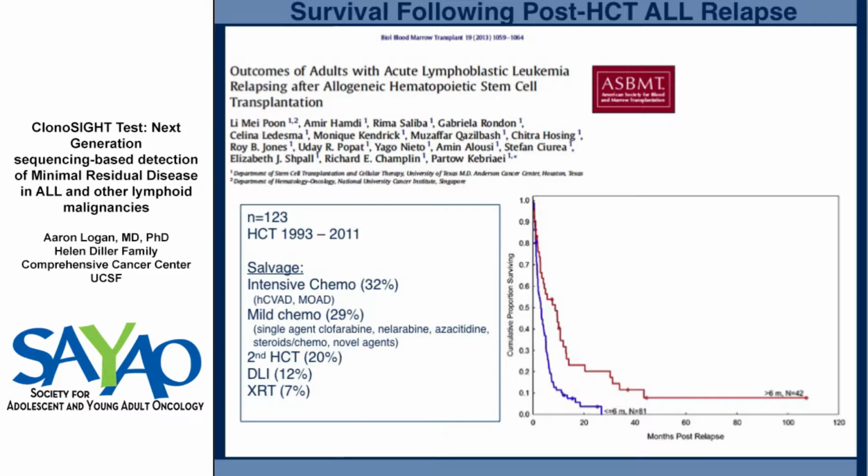And you can see that whether the patients relapse prior to 6 months post-transplant, the blue line, or if they relapse more than 6 months after transplant, the red line, survivorship is really quite dismal, with less than 10% of patients surviving with any of these modalities of salvage. And so, unfortunately, transplant is the end of the road for patients with ALL, and if they fail that, they're likely going to die from their disease.